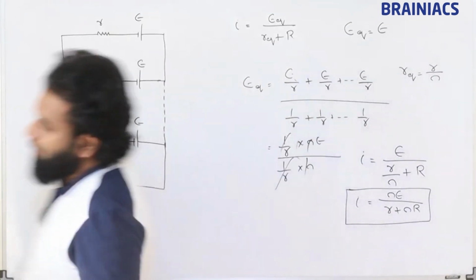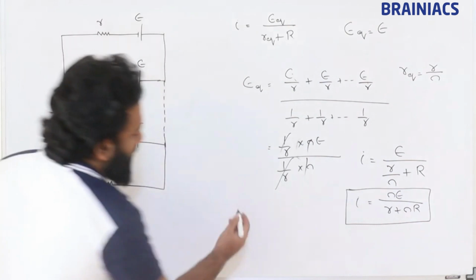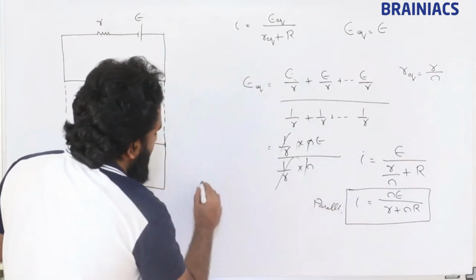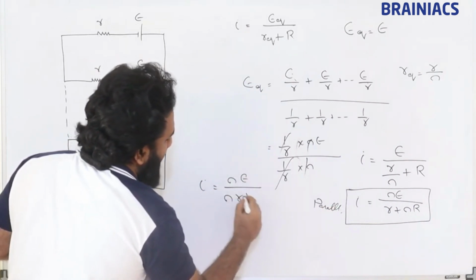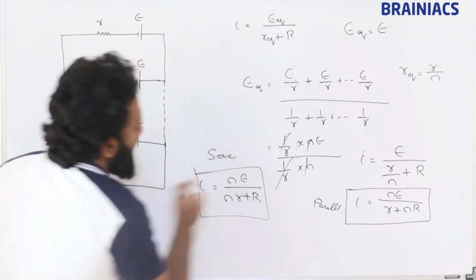Okay, so I is nothing but NE divided by R plus, the small r is nothing but internal resistance and capital R is external resistance. What about series? What did we get? If this is for parallel, then for series we got NE divided by NR plus R. This is the value of current in series.